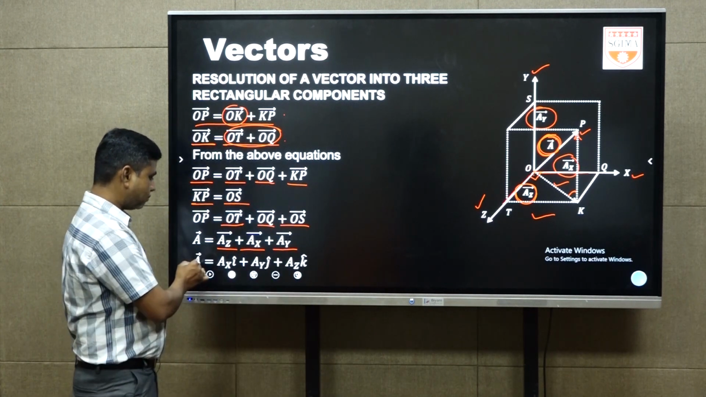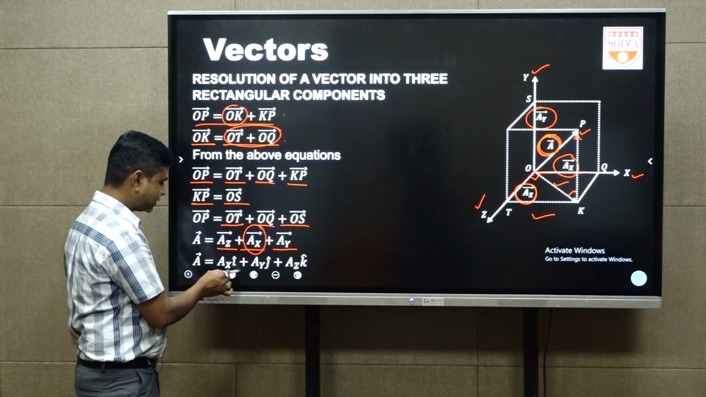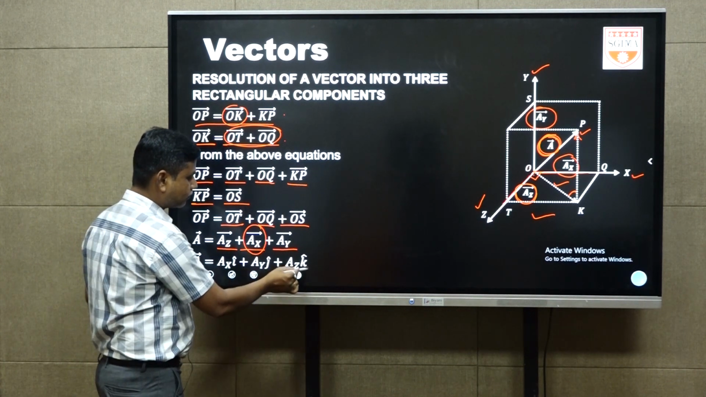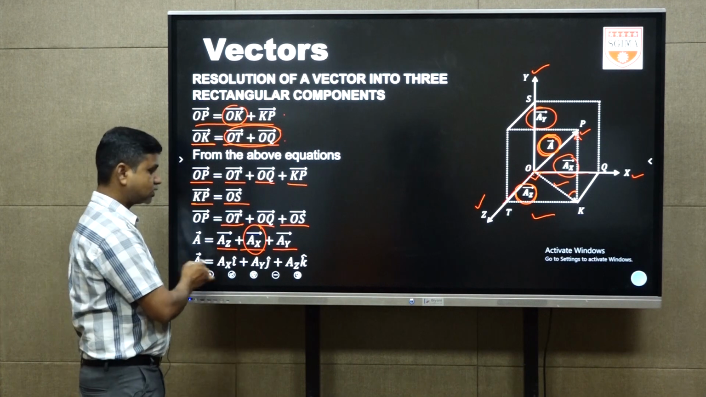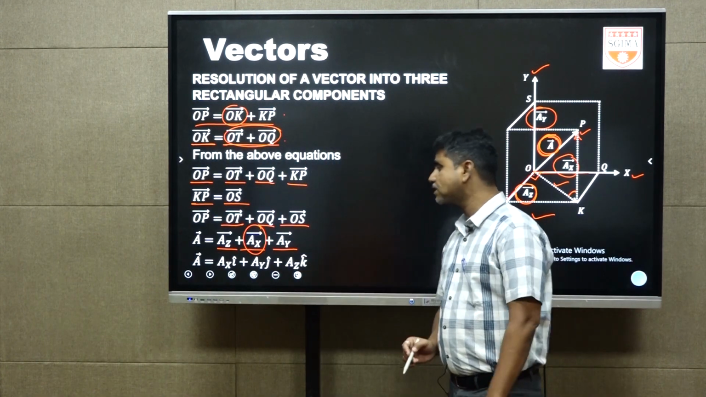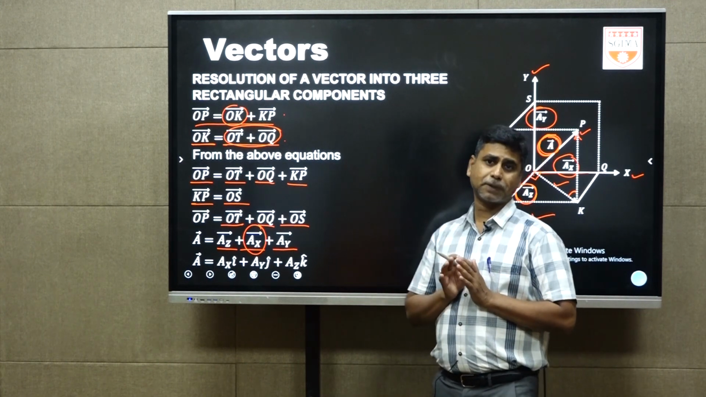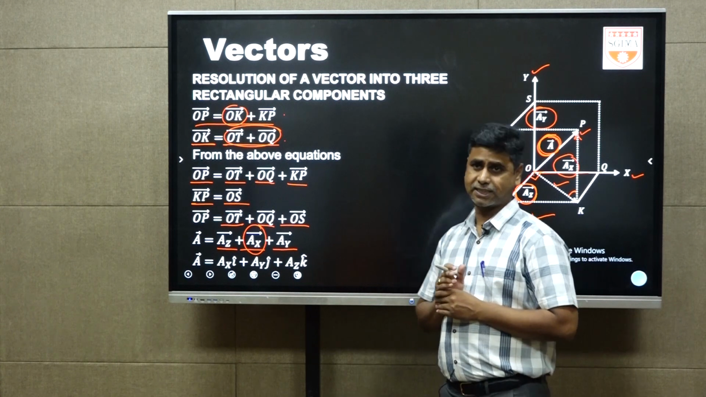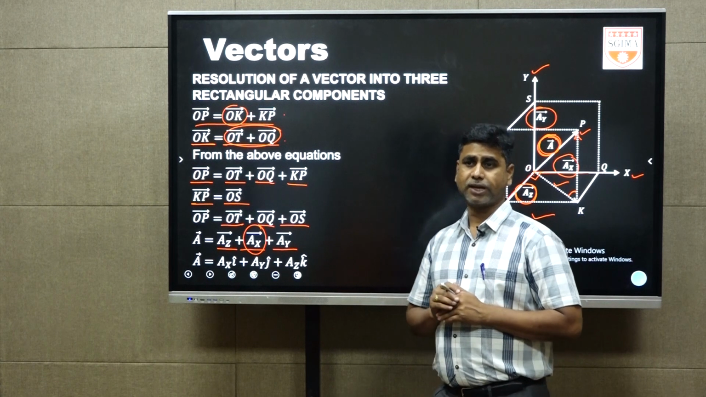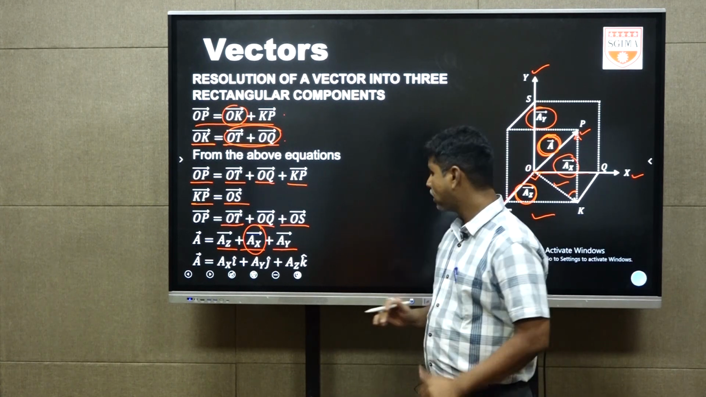In order, we take A bar equal to AX along the x axis, AX i cap, next AY j cap, plus AZ k cap. This is the vector form of the A bar vector: A bar equals AX i cap plus AY j cap plus AZ k cap. AX i cap represents the component along the x axis, AY j cap the component along the y axis, and AZ k cap the component along the z axis.